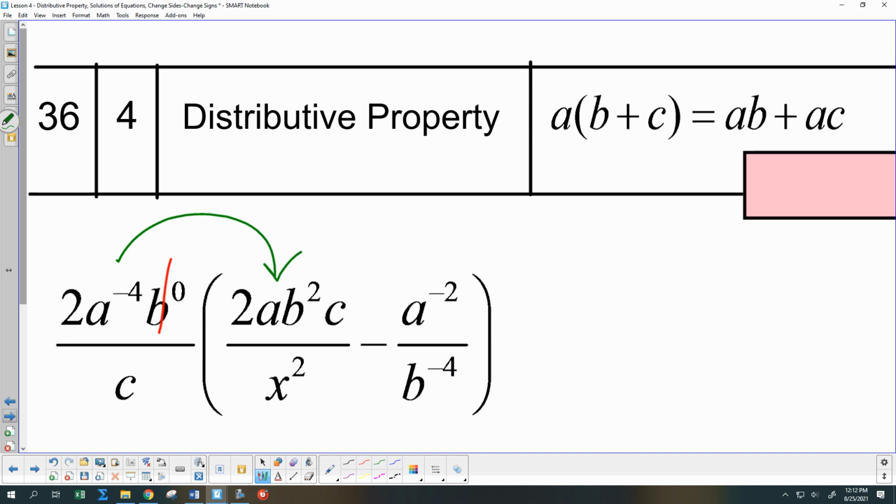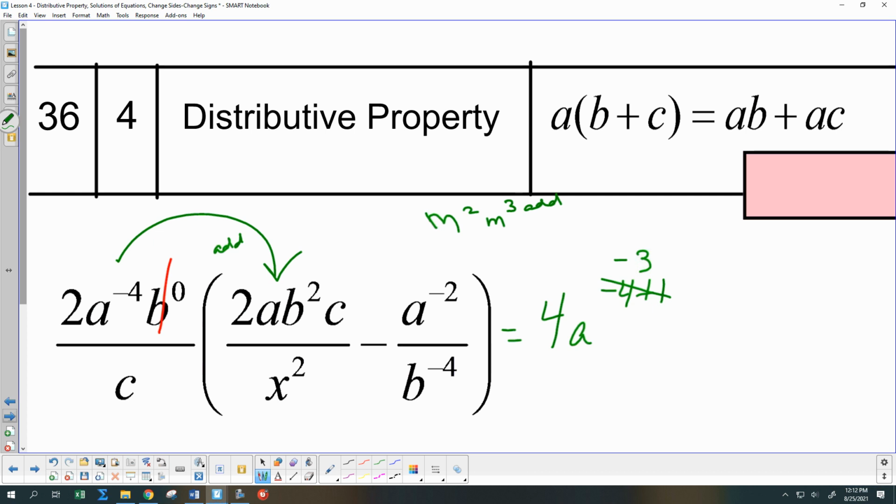I could say when I take this, I've got the 2 times the 2 is a 4. And if I take a to the minus 4 times a to the first, well, let's see, if I did m squared times m cubed, what would I do with those exponents? I'd add, so I could say I need to add the minus 4 and the plus 1. So a to the minus 4 plus 1. And I could just think that and write down that that's a minus 3. Or I could write down the minus 4 plus 1 and write down that that's a minus 3.